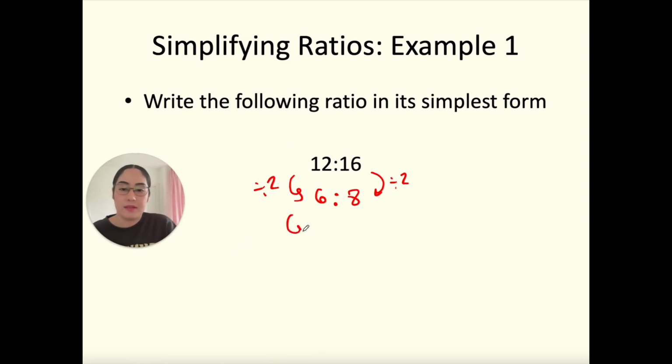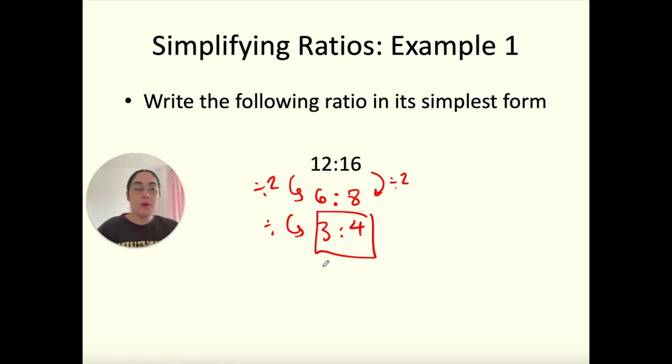I can keep going. I can divide it once again by 2, and that will give me 3, and once again by 2, and that will give me 4. And that is the most simplified answer. Now, the trick is, if you're simplifying, always find the highest common factor between these two numbers, and then divide. However, sometimes we just can't remember the highest common factor, because the numbers could be different numbers that you're not familiar with, or bigger numbers. If that's the case, just divide and keep going until you cannot simplify it anymore.